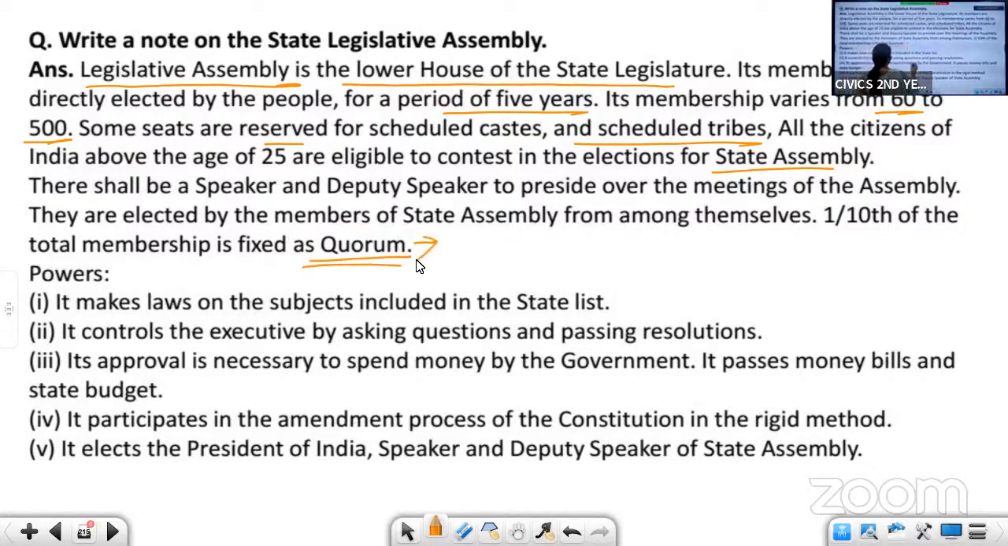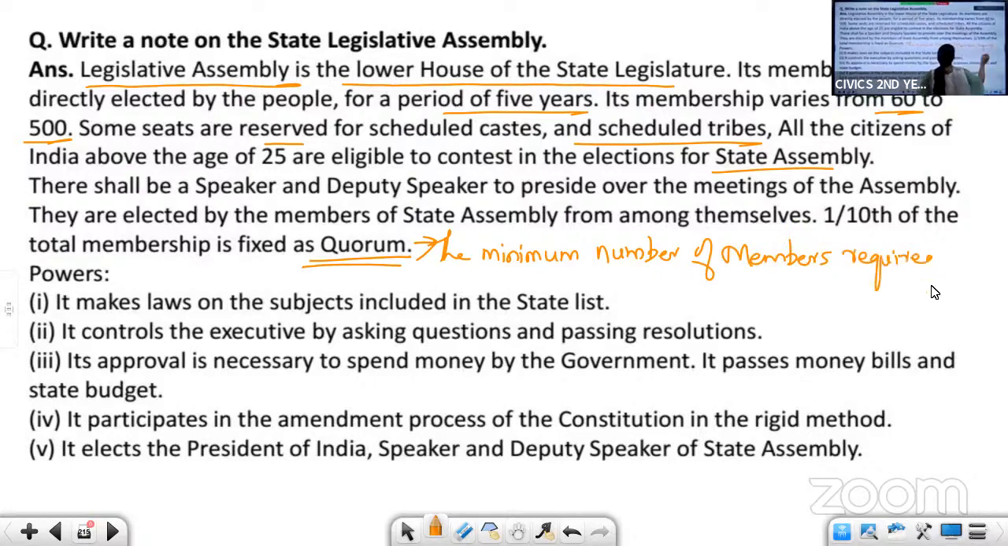Quorum means the minimum number of members required to conduct a meeting. The minimum number of members required to conduct a meeting is known as quorum. Okay, the minimum number of members required to conduct the meeting is known as quorum.